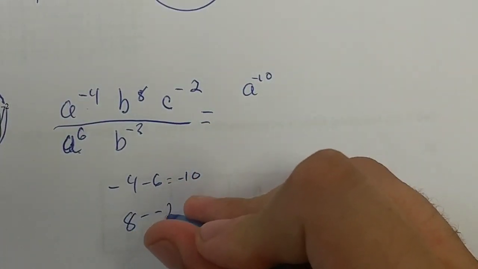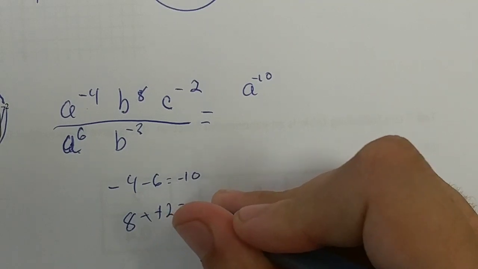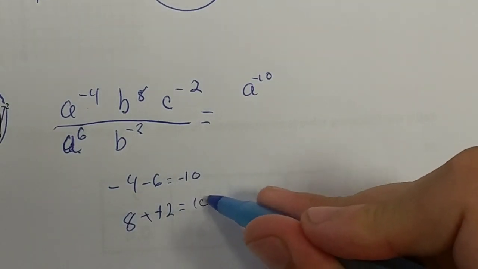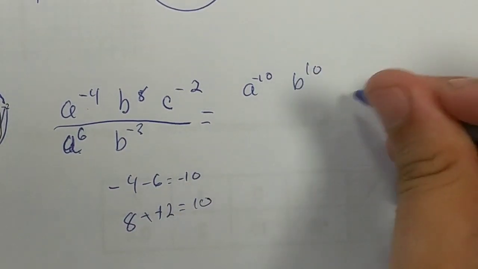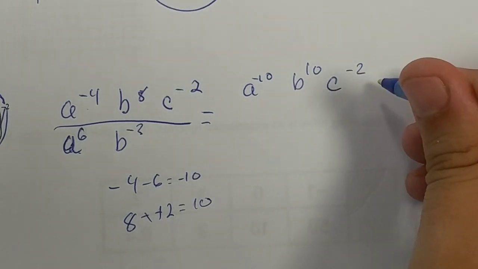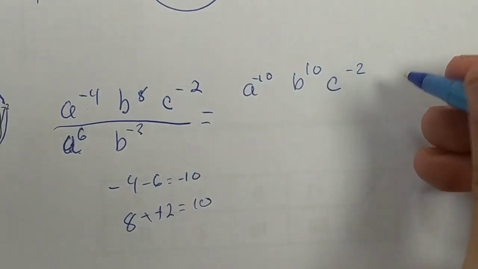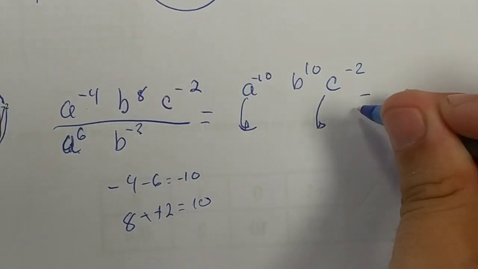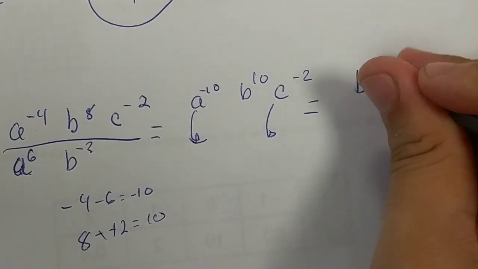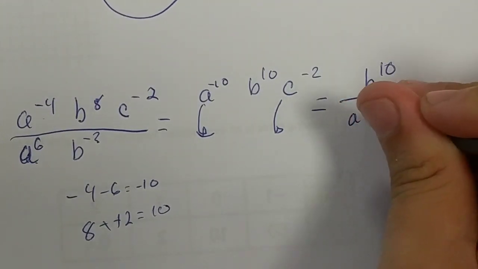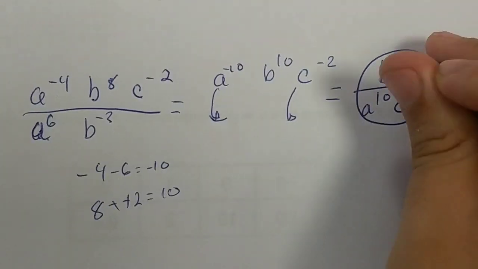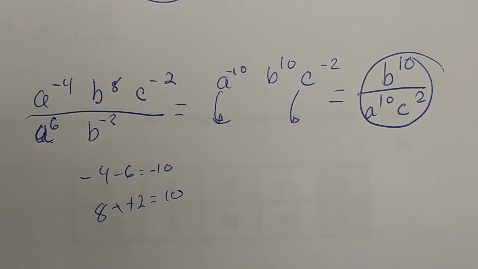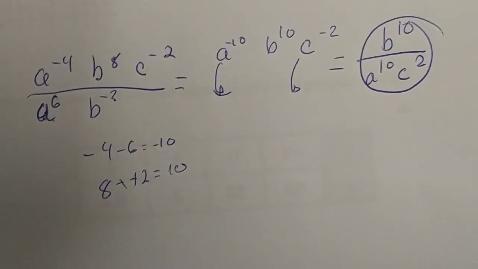8 minus -2, that's a double negative, which is a positive. So that's going to be positive 10, b to the 10, c to the -2. Nothing happened to c, so it stays the same. This one has to go down, this one has to go down. So we have b to the 10 over a to the 10, c squared. All right, that's chapter 7. Look at that, we're 1/6 of the way there.